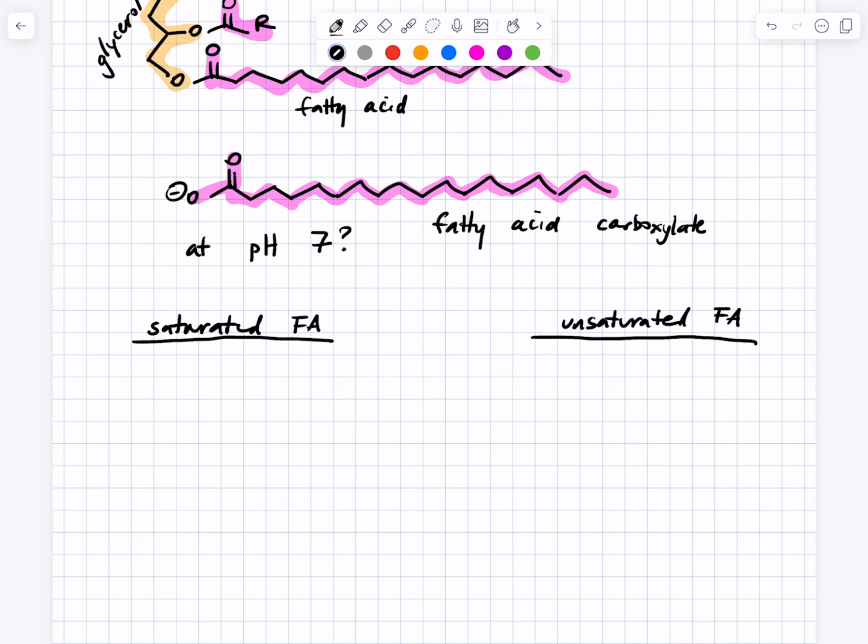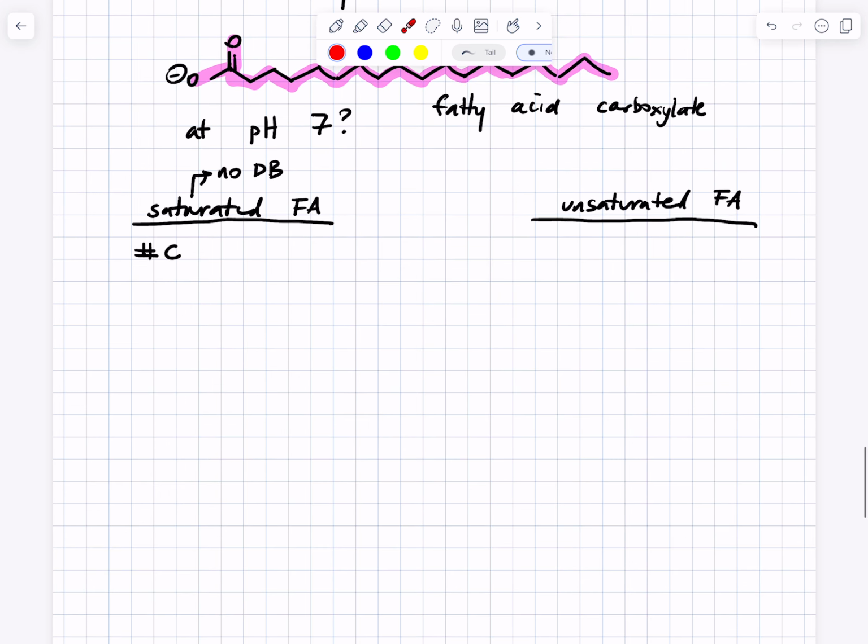These are not numbers to memorize, but they are trends to understand. We're going to write number of carbons. Saturated here means no double bonds, no pi bonds. Okay? So a saturated fatty acid, what I've drawn here is an 18 carbon saturated fatty acid. It's got no double bonds in the hydrocarbon chain. That's what we mean by saturated. Unsaturated fatty acids will have double bonds in the hydrocarbon chain.